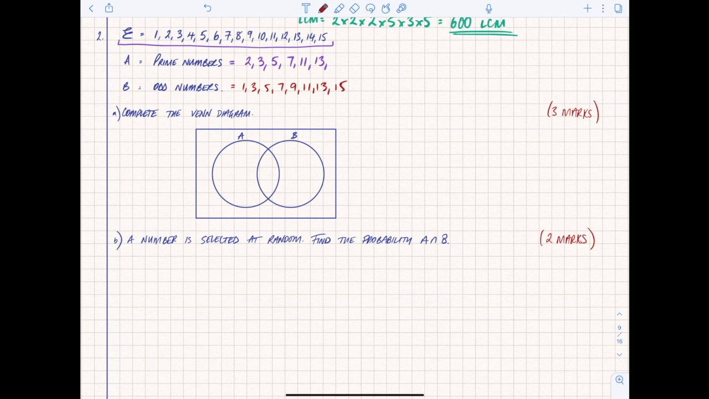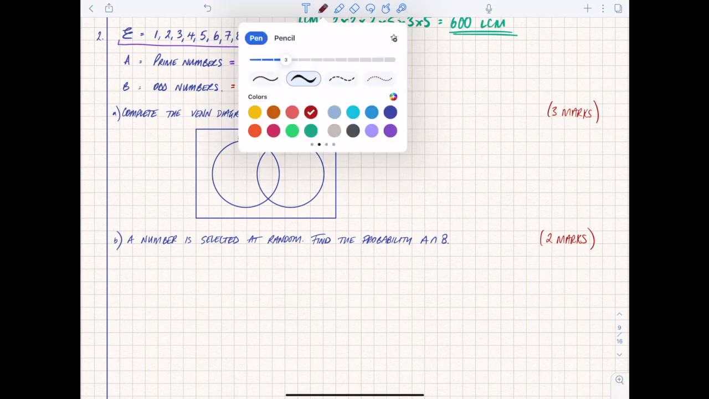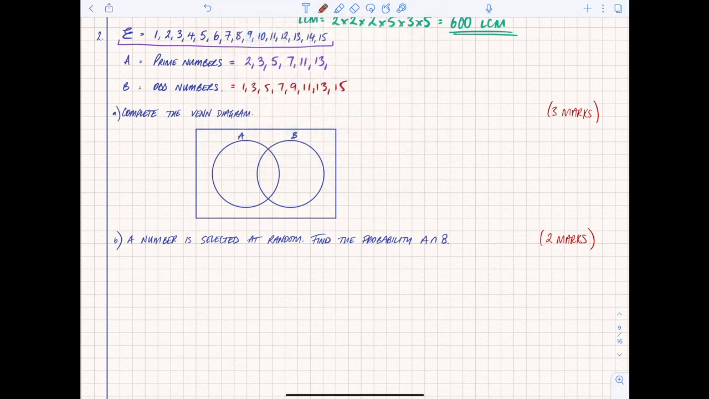So by doing that, what you then want to do is similar to what we just did in the last question, you want to play snap, you want to match up what is in both. Well, we've got a 3 in both, so 3 goes in the middle. I've got a 5 in both, so 5 goes in the middle. I've got a 7 in both, 7 goes in the middle. I've got an 11 in both, 11 goes in the middle. And I've got a 13 in both, so 13 goes in the middle.